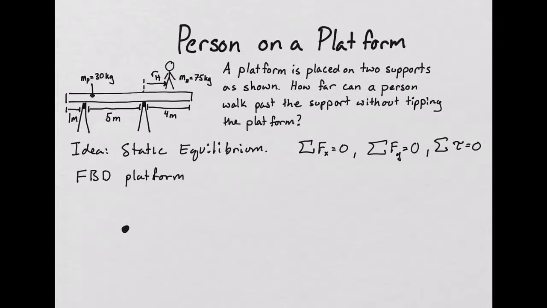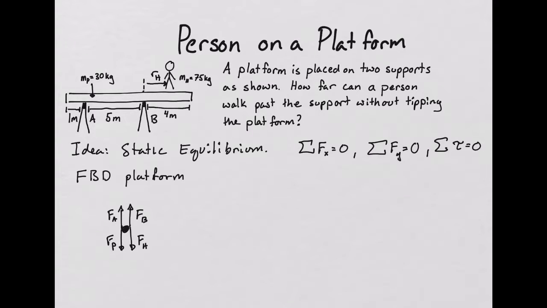The forces that I can identify, I'm going to label these A and B. I'm going to have an upward force from the support of A. I'm going to have an upward force from the support of B. There will be a downward force due to the weight of the platform. I'm going to call that F sub P. And there's going to be a downward force due to the weight of the person, which I'll call F sub H, H for human.